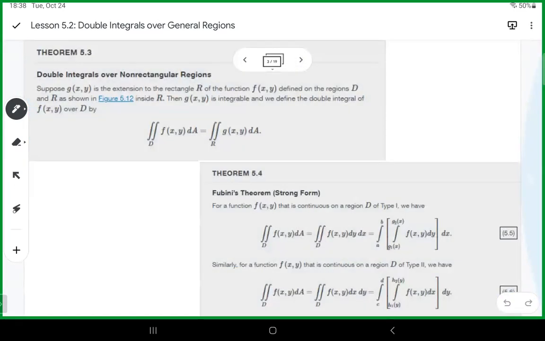All right, theorems, our favorite part of calculus. Getting some tools in our toolbox.